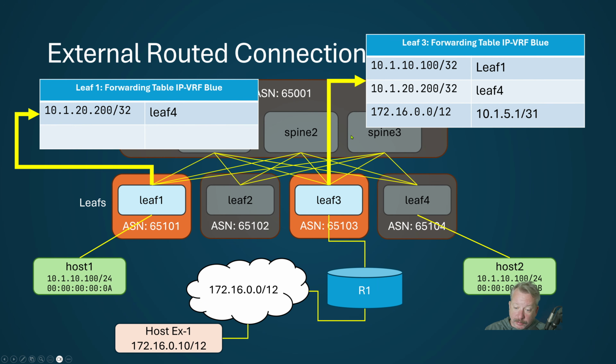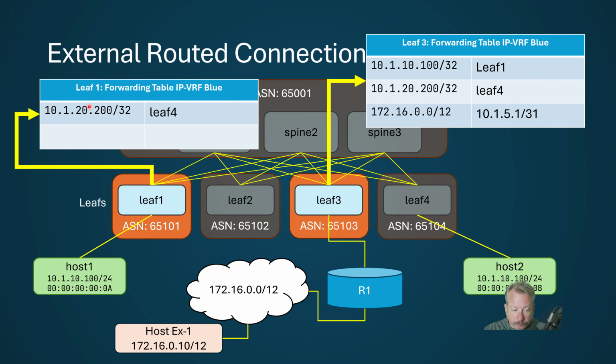Now, if I have a host connected to leaf 3, I know that route because it's in the VRF. The route was learned through BGP through the VRF, 172.16.0.0. The next hop is the IP address of the router. So we can send traffic back and forth to any host connected to leaf 3. But look at leaf 1's routing table. It's not there.